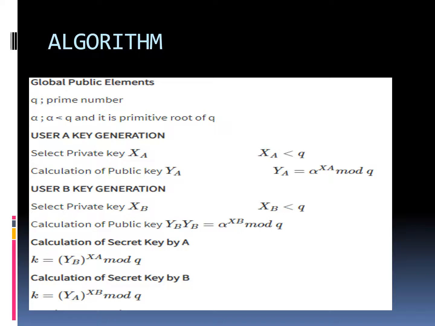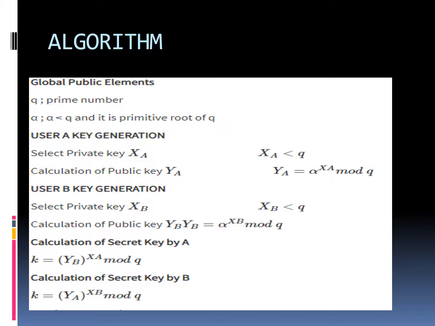How does user A's key generation take place? Select a private key XA, and that XA should be less than Q. Now, the public key of A can be generated as YA is equal to alpha power XA mod Q. In the same way, user B's key generation involves a private key which is selected as XB, and XB should be less than Q. The public key of user B is calculated as YB is equal to alpha power XB mod Q.